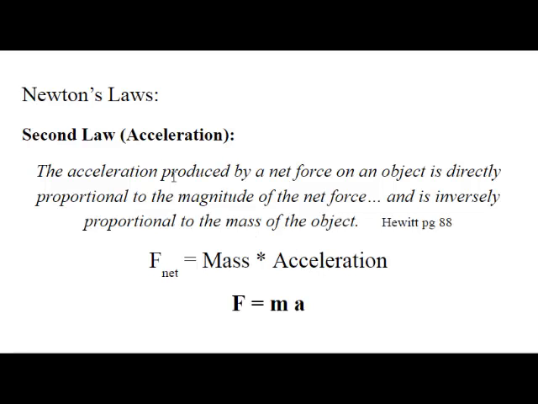Newton's second law deals with acceleration, and this is by far the most useful for this idea of free body diagrams. Hewitt says that the second law, the acceleration produced by a net force on an object, is directly proportional to the magnitude of the net force, and is inversely proportional to the mass of the object. Force net equals mass times acceleration. That is what this phrase means, or this sentence. And more importantly, F equals ma, which is a characteristic you will be using quite a bit in my class.